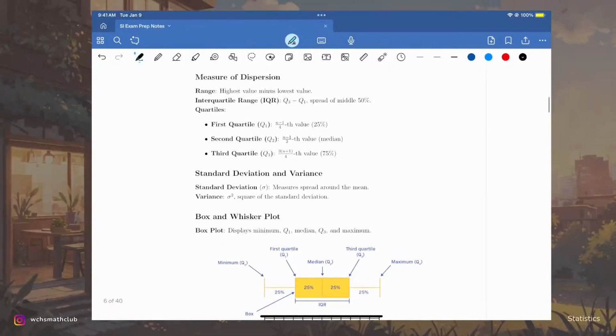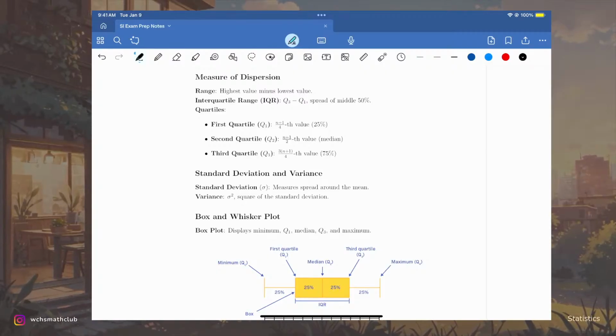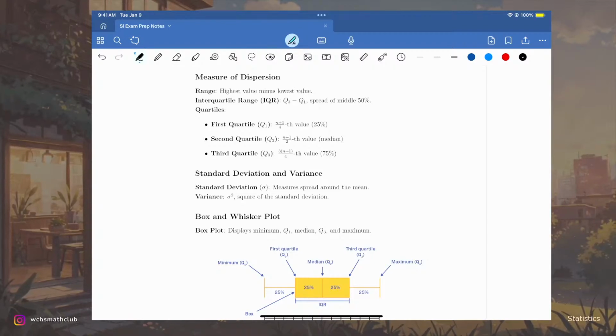Next are measures of dispersion, or otherwise, how far apart is the smallest and biggest and some things in the middle. So the range is really easy. It's just the highest value minus the lowest value. And then every single data point will fall somewhere in that range.